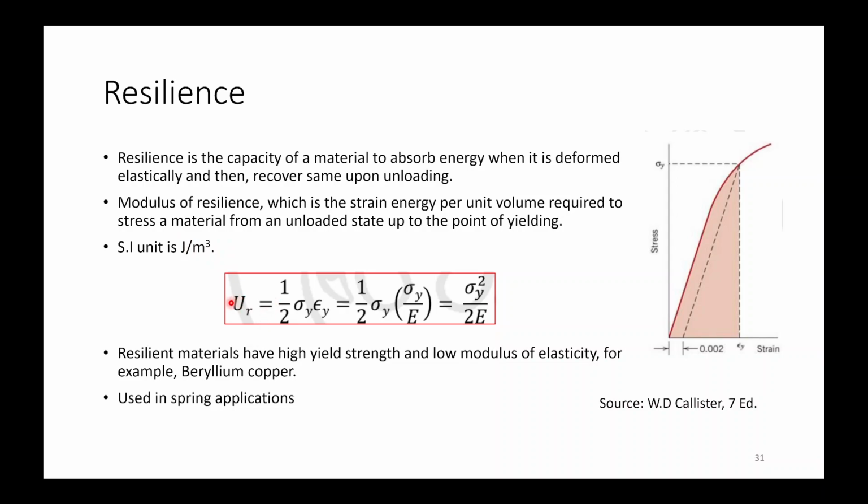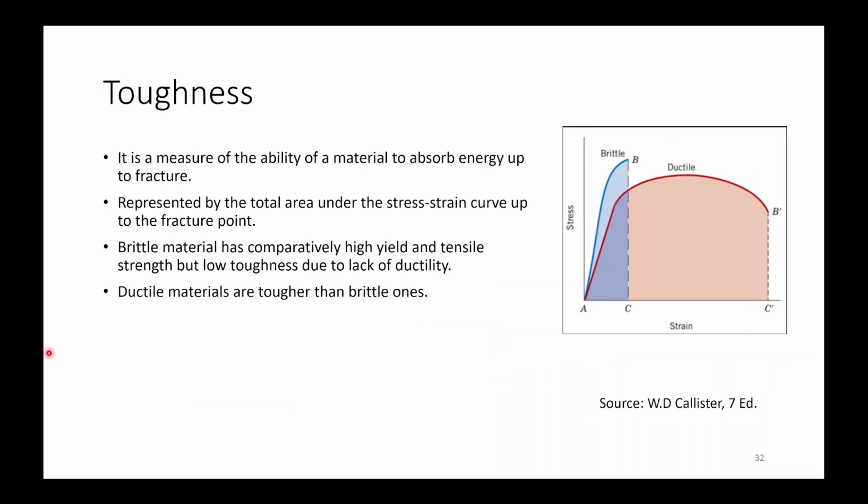So we can either integrate this curve up to this point, or we can get it using a formula. It is in the shape of a triangle, so we can just multiply sigma y times epsilon y times half, or we can get it in terms of elastic modulus as well. So it will be sigma y square upon 2E. Now resilient materials have high yield strength and low modulus of elasticity, for example beryllium copper, and this property is used in spring applications.